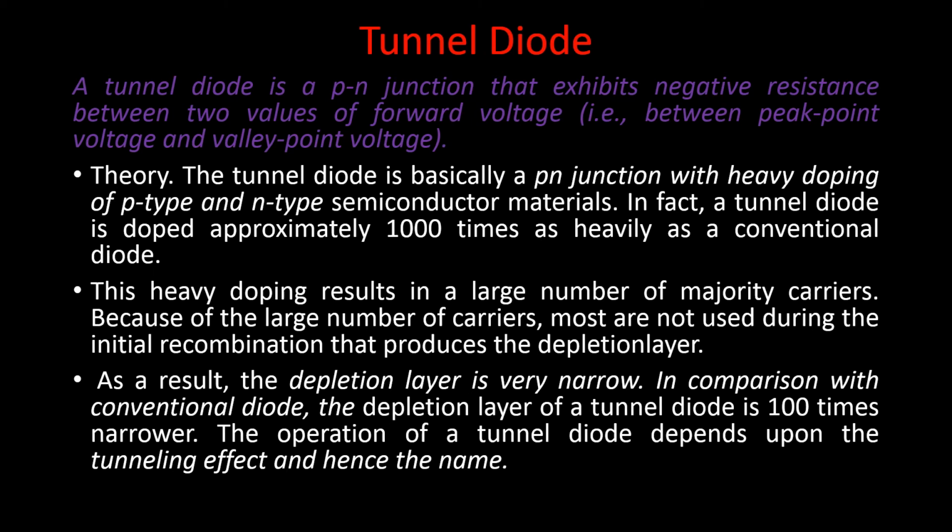Because of the large number of carriers, most are not used during the initial recombination that produces the depletion layer. As a result, the depletion layer is very narrow. In comparison with a conventional diode, the depletion layer of a tunnel diode is 100 times narrower. The operation of a tunnel diode depends upon the tunneling effect and hence the name.